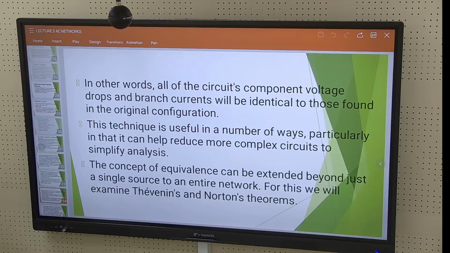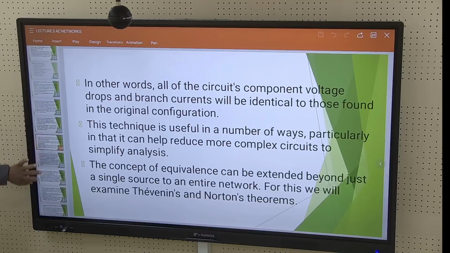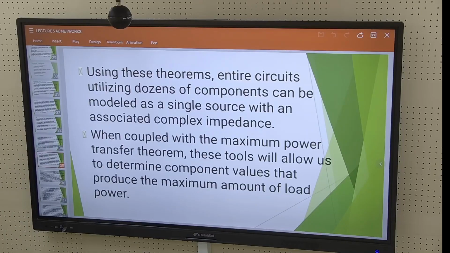The concept of equivalence can be extended beyond just a single source to an entire network. For this, we will examine the Thevenin and Norton theorems. Using these theorems, entire circuits utilizing dozens of components can be modeled as a single source with the associated complexity. When coupled with the maximum power transfer theorem, this tool will allow us to determine the component values that produce the maximum amount of load power.